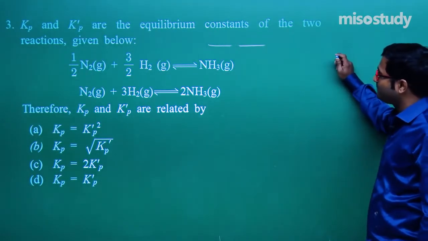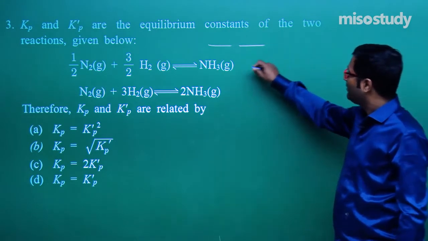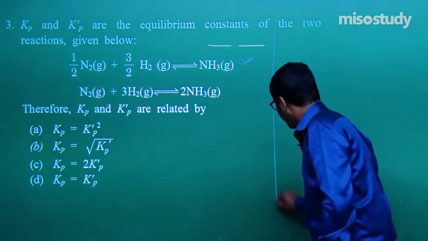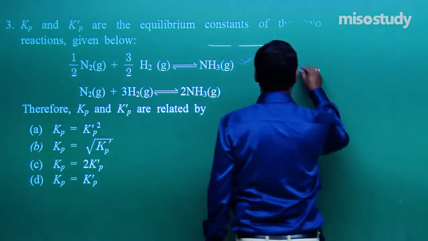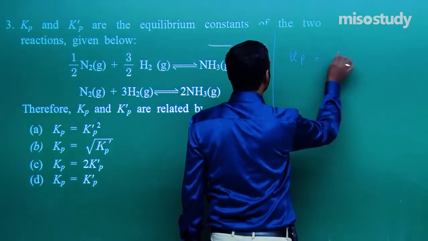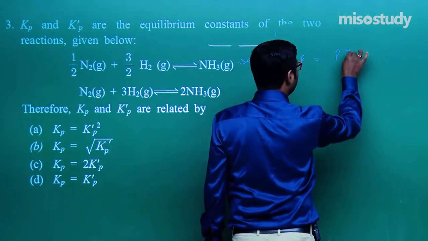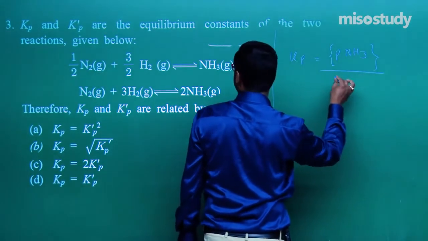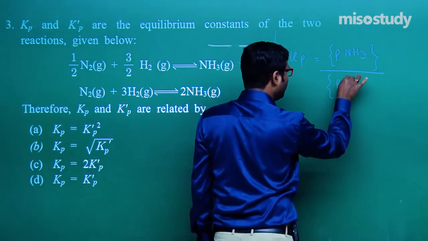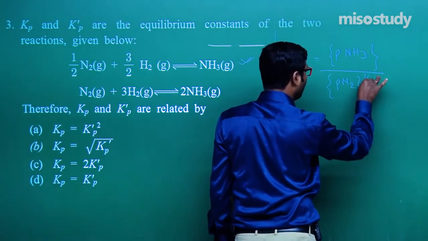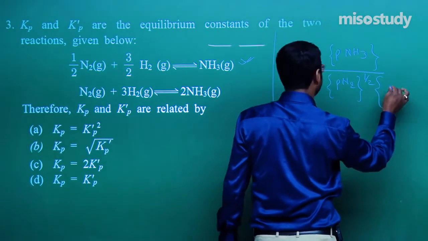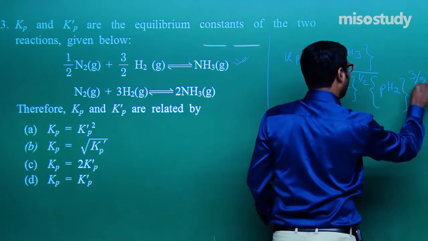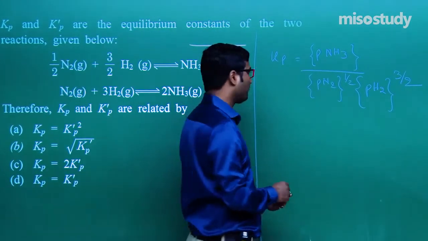Kp and K dash P are the equilibrium constants for this reaction. Now how to write the expression? So Kp is equal to PNH3 upon PN2 to the power 1 by 2 and PH2 to the power 3 by 2. This is the expression for the first equation.